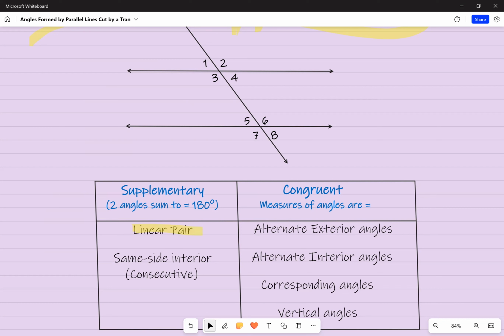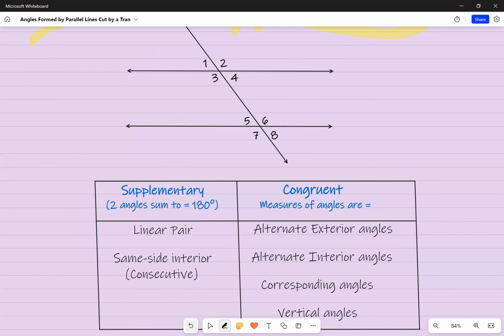As far as supplementary angles, we have what's known as linear pair. And again, it's 2 angles that add together to equal 180. And that's also the definition of supplementary. That's what that means there. Linear pair means I have 2 angles on a line. So here's a line, and I have 2 angles. If I add those 2 angles, they have to equal 180.